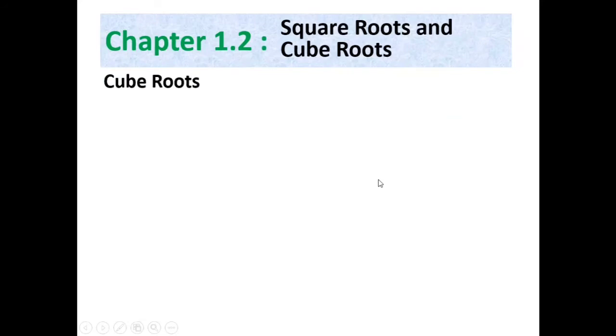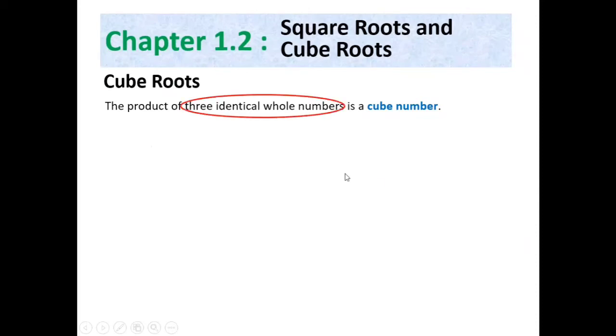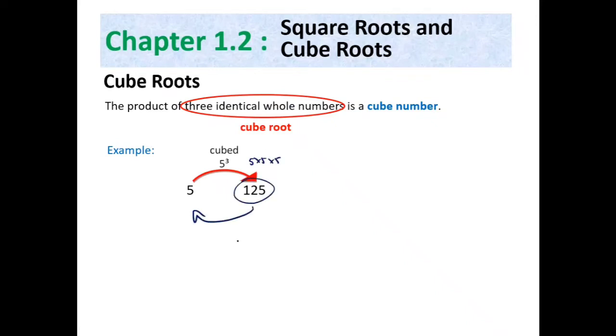Cube root. Okay, I'm quite fed up with this cube root. Why cube root? Because you have to multiply 3 times. You don't have to memorize, you can use your calculator anyway. 3 identical whole numbers, so it's cube root. For example, 5 cubed is 5 times 5 times 5, right? 25 times 5 is 125. And you go back, it's called cube root. Bang. Cube root of 125 is 5.